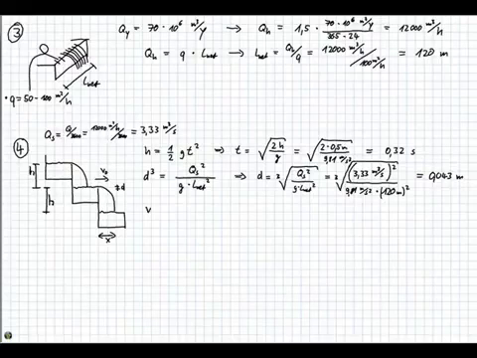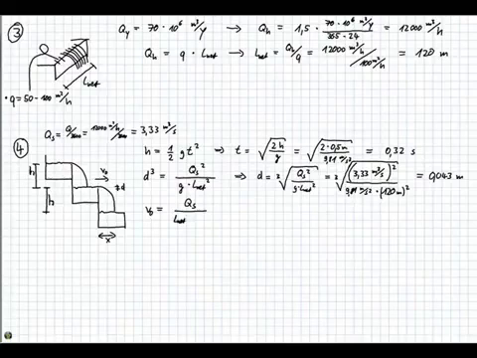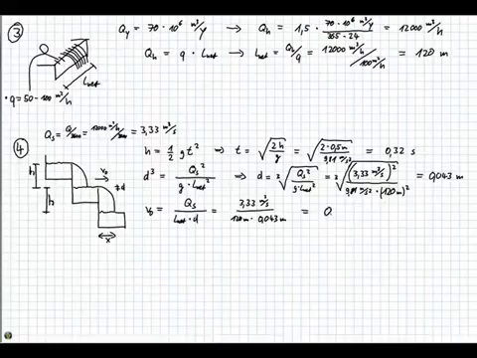Next value we want to calculate is the initial velocity the water has when it leaves the cascade. This velocity is given by the following formula: Qs divided by L net times d, and we know all these values by now. 3.33 cubic meters per second divided by 20 meters times 0.043 meters. So the velocity that the water has is 0.65 meters per second.